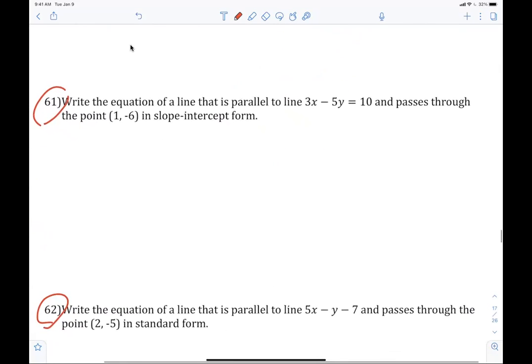The slope of the parallel line is equal to, what is it? 3/5. Now, would I move the x or would I move the y? I would move the y. Do I care about the 10? 10 has nothing to do with the problem. I'm only interested in the slope. Is everybody happy with that?